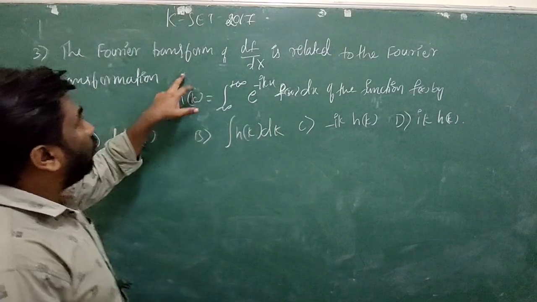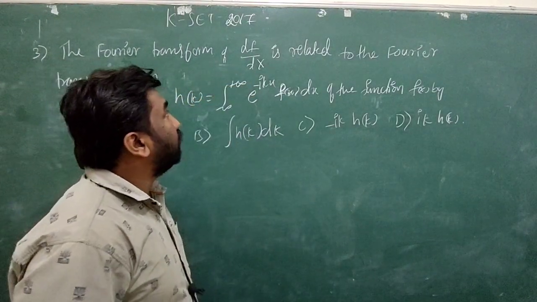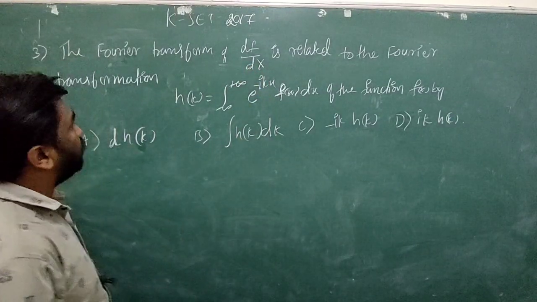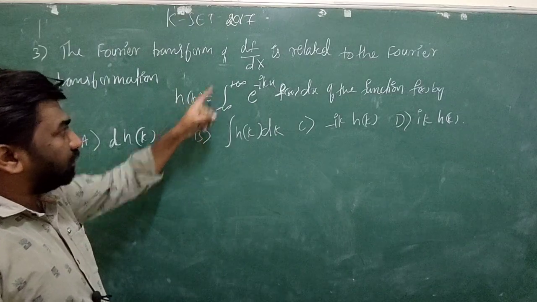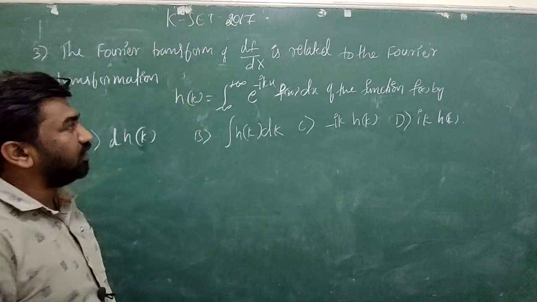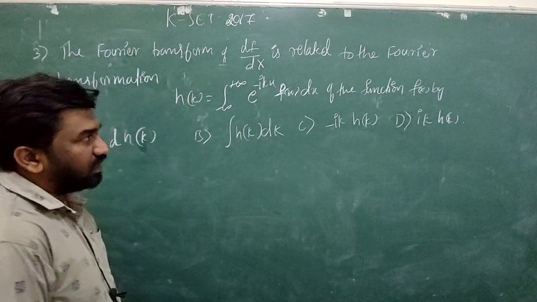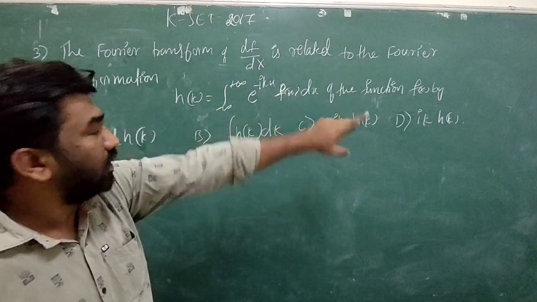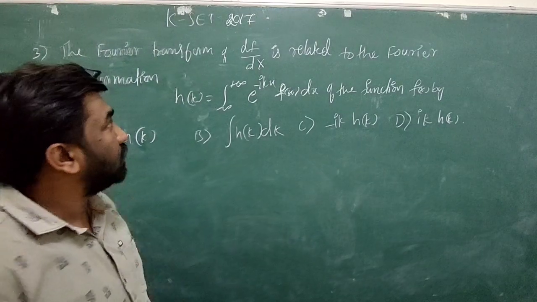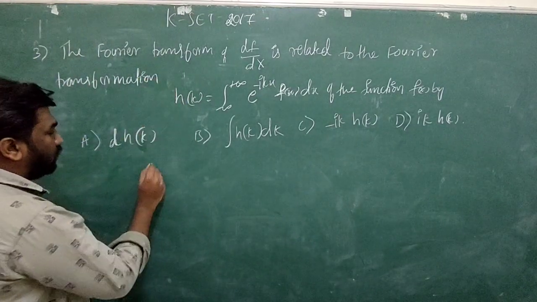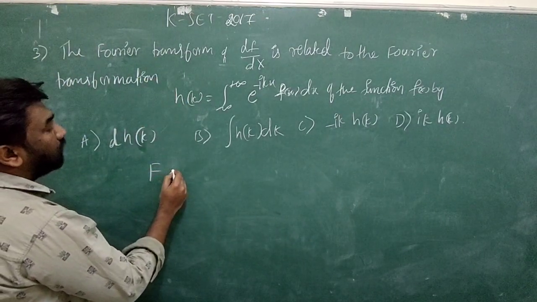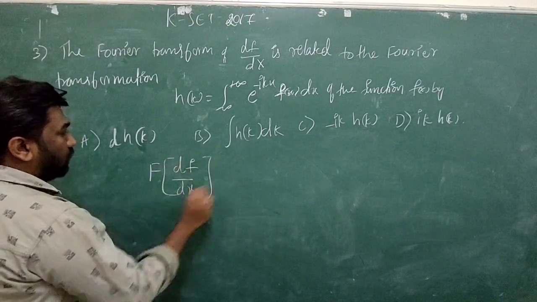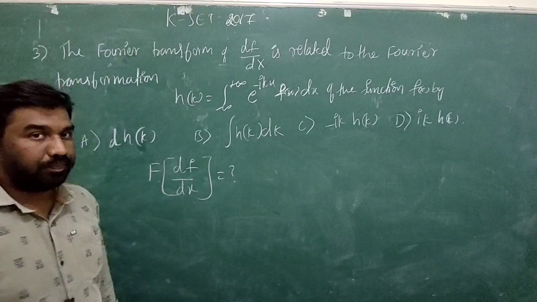So the Fourier transformation of df by dx is related to the Fourier transformation h(k), which is equal to the integral from minus infinity to plus infinity of e power minus ikx f of x dx of the function f of x. These are the given options. So we have to calculate the Fourier transformation of df by dx.